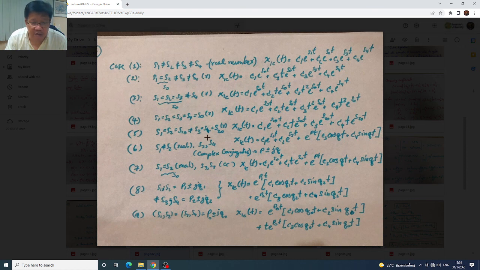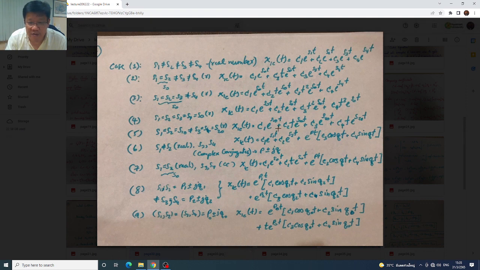The fifth case is that you might have a pair equal to each other, but not equal to the other two, and the other two are also a pair that are equal. This one, s1 equals s2 equals s1 0, and it's not equal to s3, which equals s4, which equals s2 0. I hope you can understand. It's the same s, but this one has two indices, and this one has only one index.